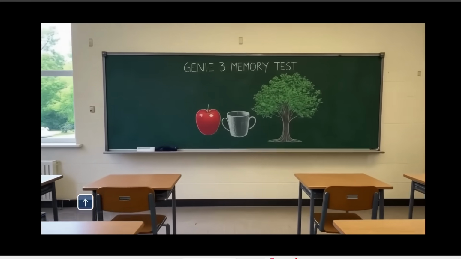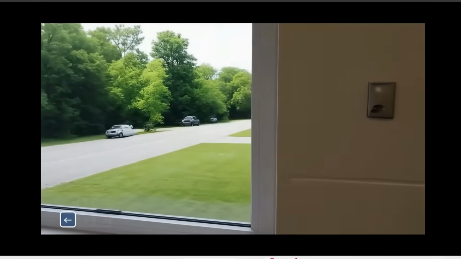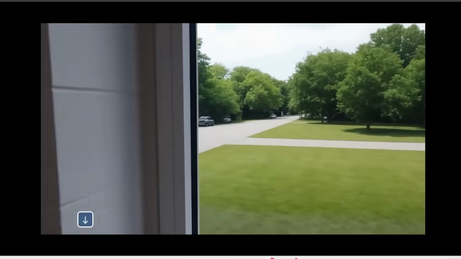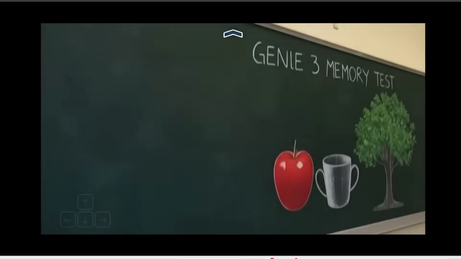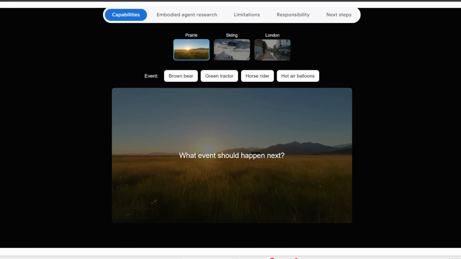Here's another cool memory test. So let's say the chalkboard looks like this right now. If you rotate your view so that you don't see the chalkboard, let's say you look out the window or you do something else, and then you also look down, you look somewhere else, and then you look back at the chalkboard, it's the exact same image as before. Very nice.